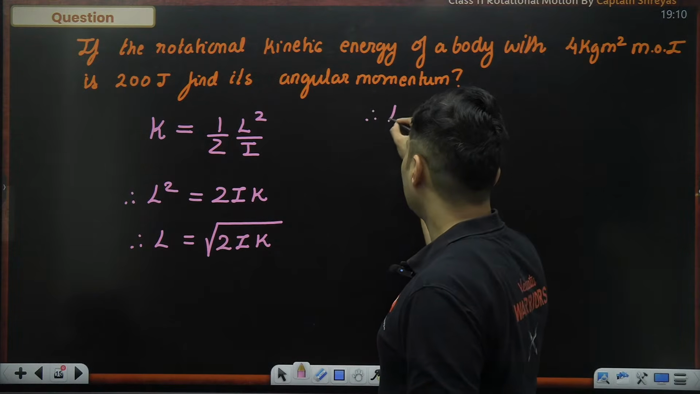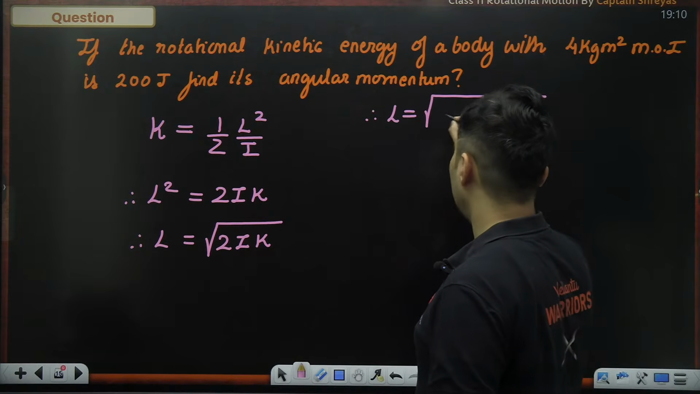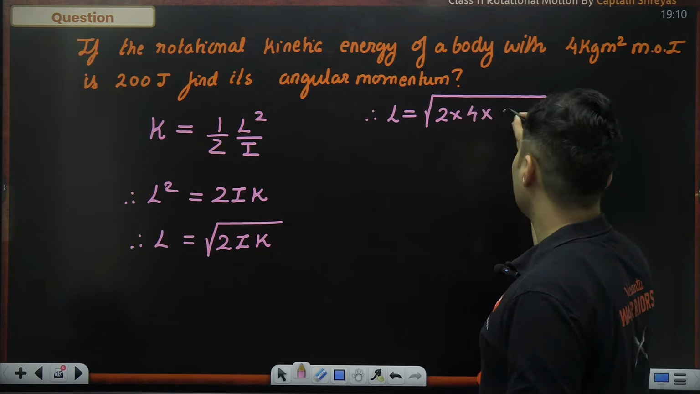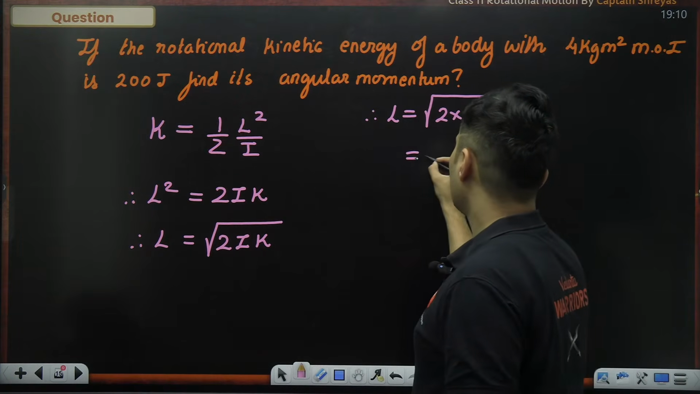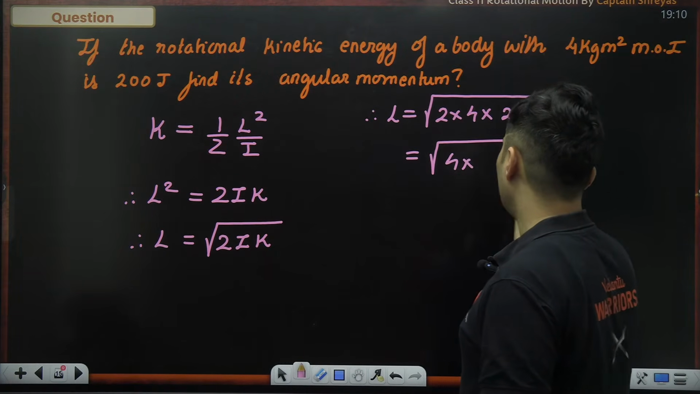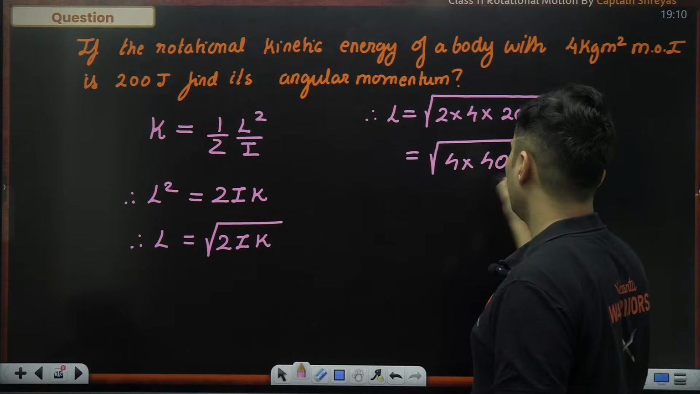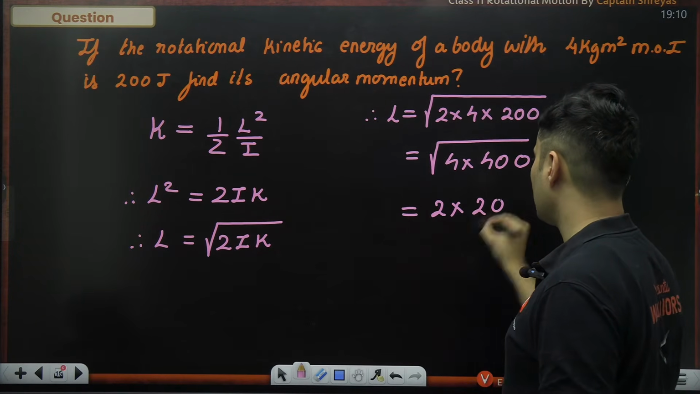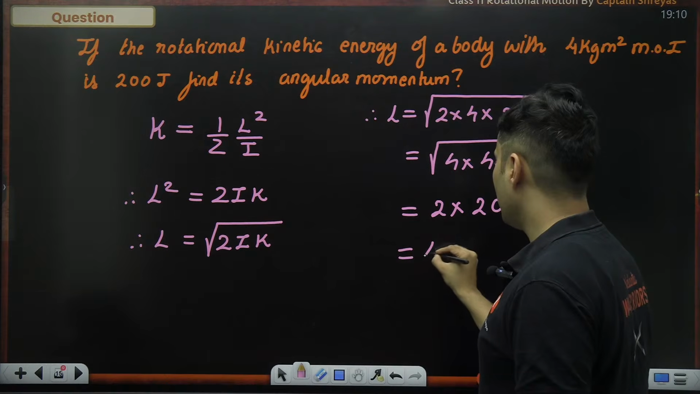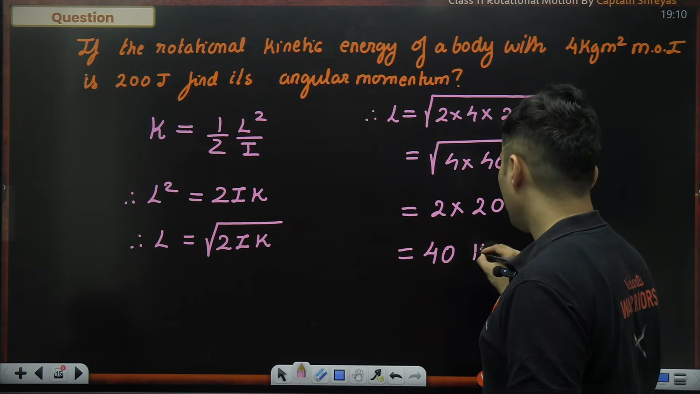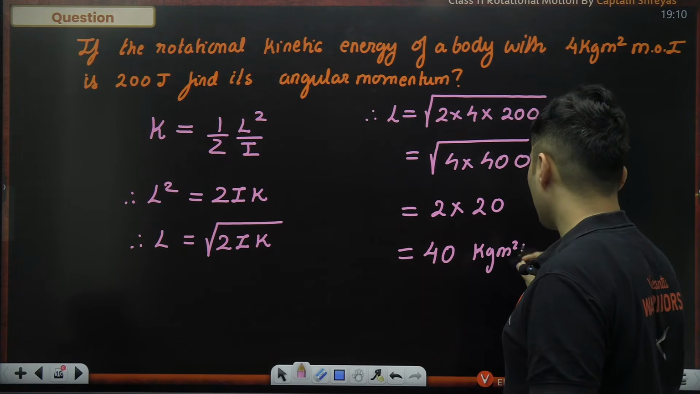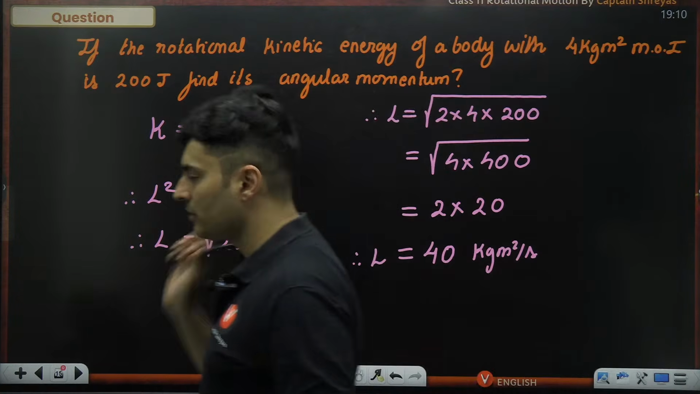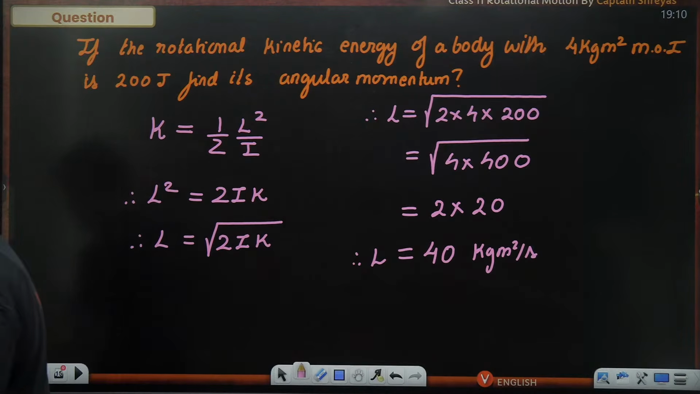So the angular momentum will be root of 2 times moment of inertia 4 times rotational energy 200. So this will become 4 multiplied by 200 into 2, which is 400 times 4 under the root. 4 is a perfect square, so square root is 2. 400 perfect square is 20. So this will become 40 kg meter square per second. So that's how we figure out the angular momentum using this formula. That is the application of it.